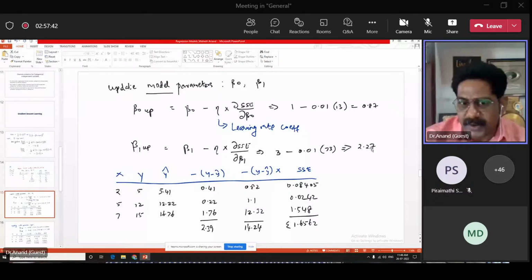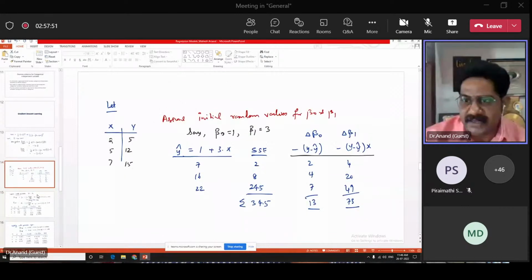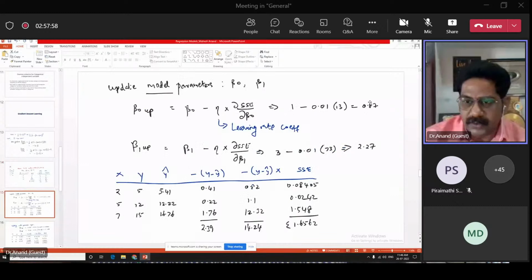So with the updated slope and intercept, I frame the equation now. Earlier my equation was 1 plus 3x. Now the equation is 0.87 plus 2.27 times x. Okay. Now with the updated equation, you recompute your y cap value, plugging in your x value. This time 2 times 2.27 plus 0.87, you get 5.41. 2.27 times 5 plus 0.87, you get this y cap value.